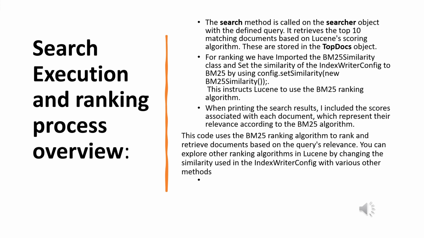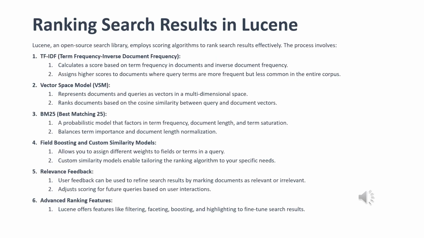I included the scores associated with each document, which represent their relevance according to the BM25 algorithm. This code uses the BM25 ranking algorithm to rank and retrieve documents based on the query's relevance. You can explore other document ranking algorithms in Lucene by changing the similarity used in the index writer configuration. The process of ranking search results involves TF-IDF, vector space model, Best Matching 25, field boosting and custom similarity models, relevance feedback, and advanced ranking features.